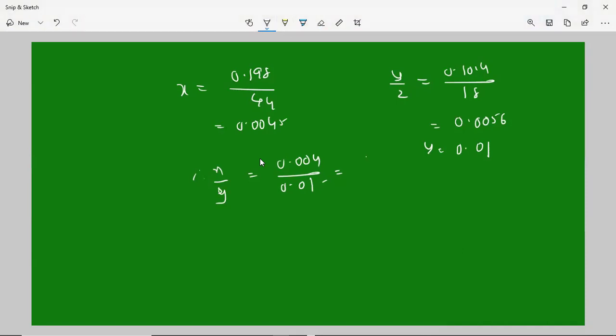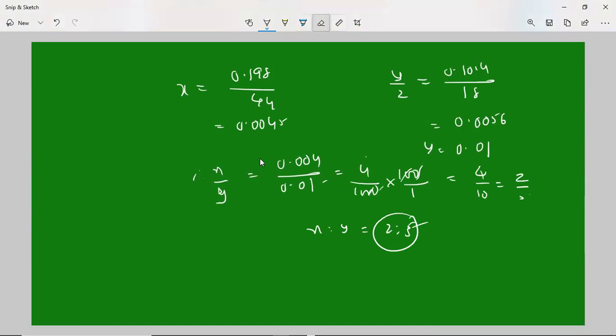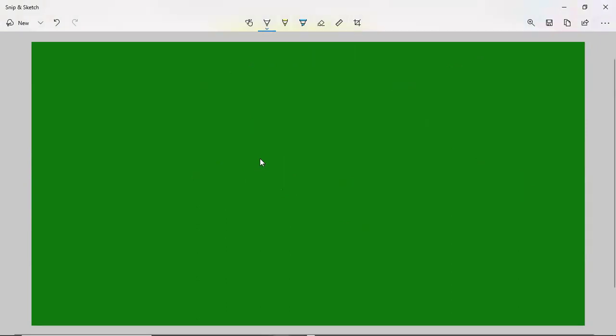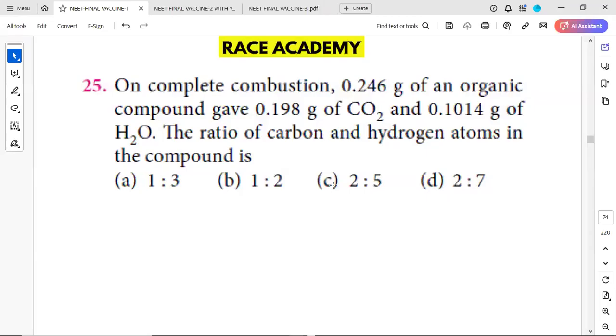x by y is 4 by 1000 into 100 by 1. So 4 by 1000 into 100 by 1 is how much? 4 by 10. 4 by 10 is how much? 2 by 5. So x is to y is 2 is to 5. 2 is to 5 is the answer. So what is the right option we have? Option C is the right option for this question.